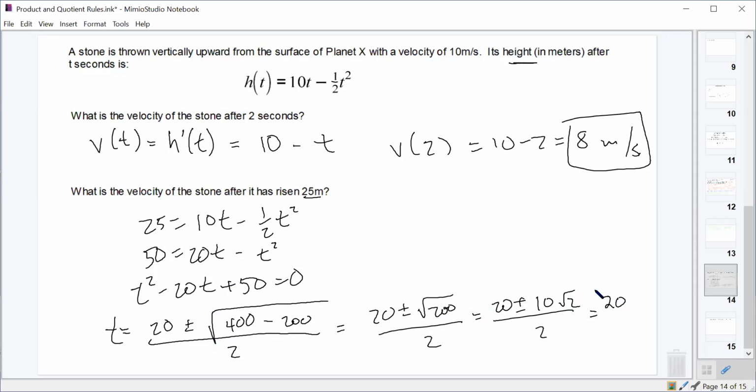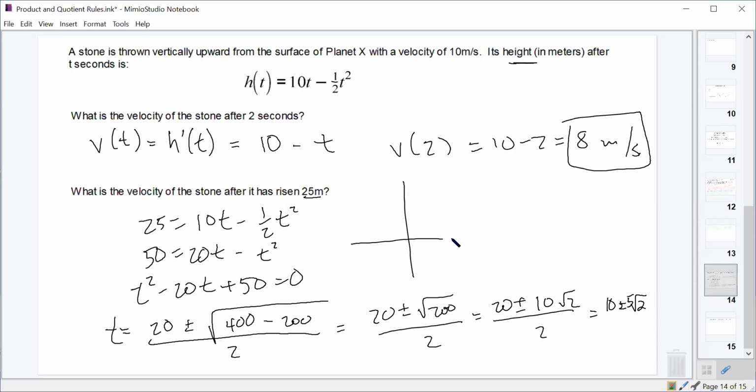Or 10 plus or minus 5 root 2. Everybody agree with that? Yes. So which one is the time at which it has risen 25 meters? 10 plus 5 root 2 or 10 minus 5 root 2? Plus 5 root 2, and 10 plus 5 root 2.